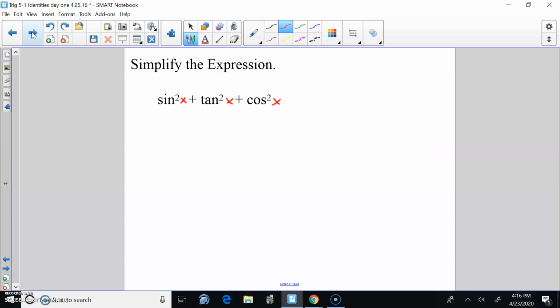A couple example problems here. Sine squared x plus tan squared x plus cosine squared x. So you've got this expression, it's got three terms, you'd like it to be simpler. So you look at it and the thing you notice is these exponents.